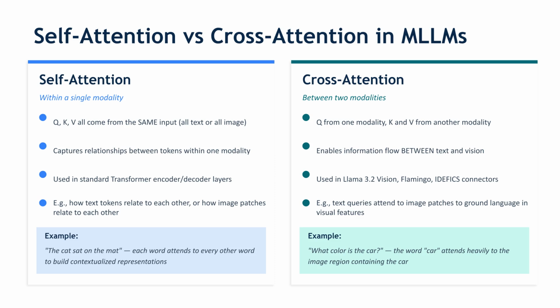Let me give concrete examples. For self-attention, consider the sentence, "The cat sat on the mat." Each word attends to every other word, building contextualized representations that capture grammatical and semantic relationships. For cross-attention, consider the question, "What color is the car?" Here, the word car generates a query that attends heavily to the image region containing the actual car, grounding the language in visual features. Both mechanisms are essential. Self-attention builds rich representations within each modality, while cross-attention bridges the gap between them.